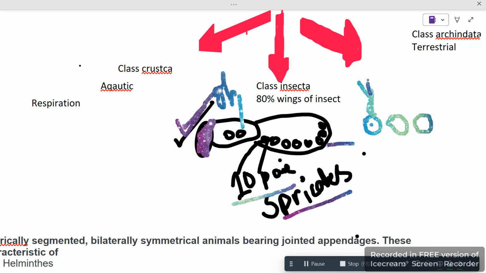Then the trachea is divided into bronchioles, like these are the bronchioles in a human body. Then these are bronchioles, bronchi, bronchioles. But here these are trachea, and this trachea is divided into more subparts, like bronchioles in our human body, that are known as tracheoles.